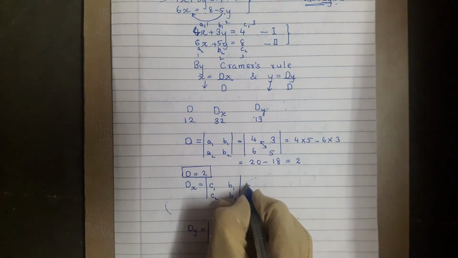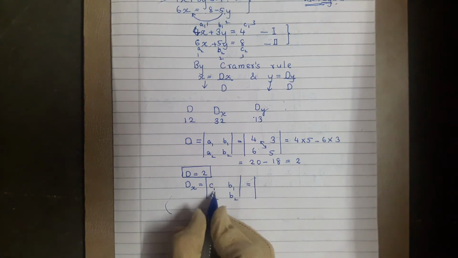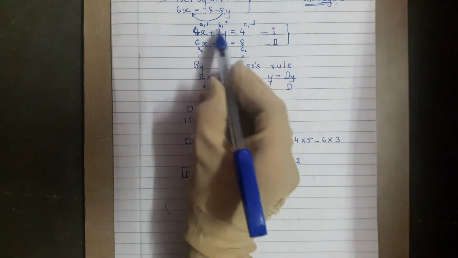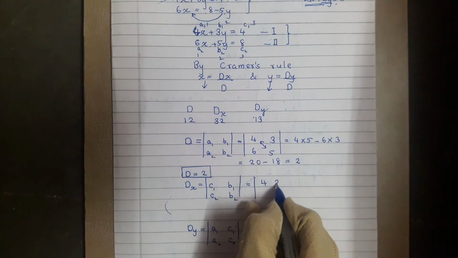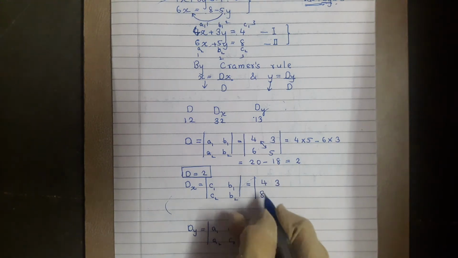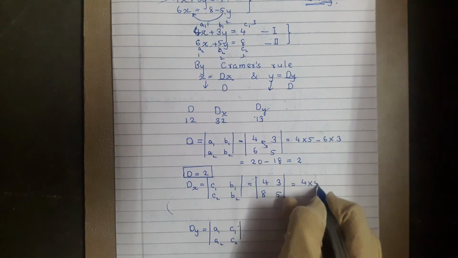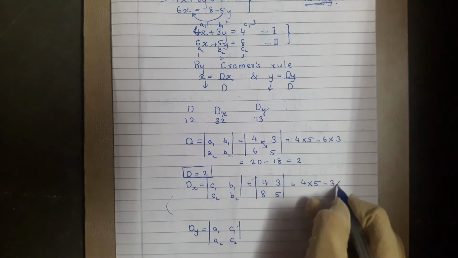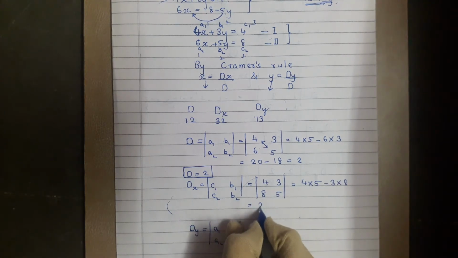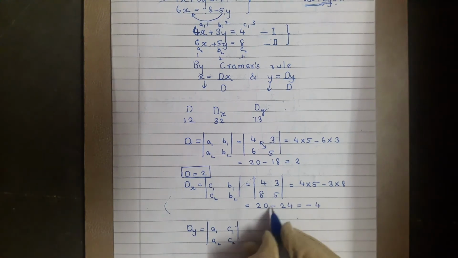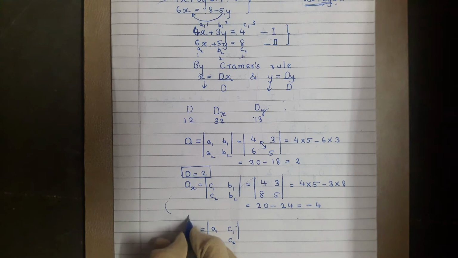Now what is dx? You have to see in the equation, C1 B1 and C2 B2. C1 is 4, B1 is 3, C2 is 8 and B2 is 5. As usual, solve the determinant: 5 into 4 is 20 minus 8 threes are 24, which is equal to minus 4. So dx will be minus 4.